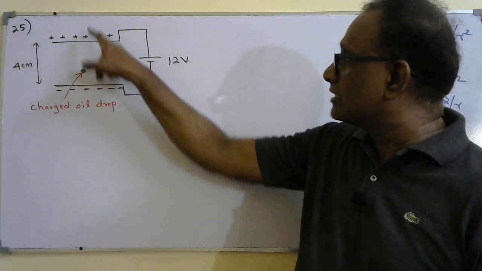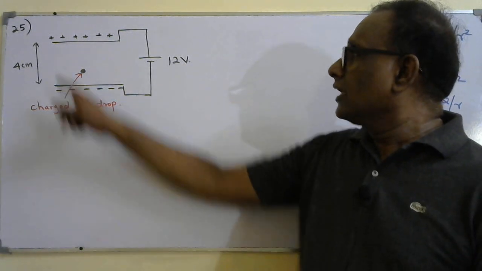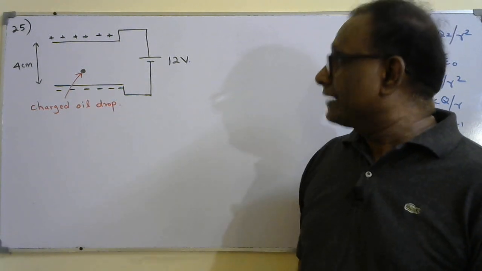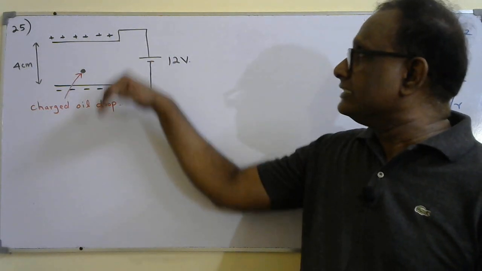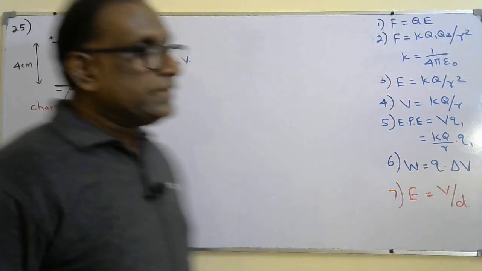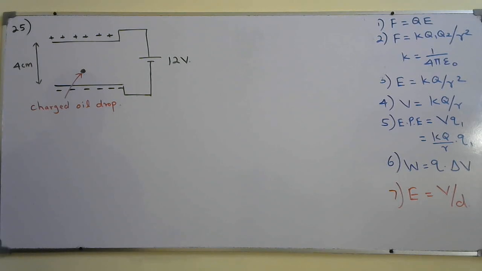So the voltage across the parallel plates is equal to 12 volt. They are 4 centimeter apart. A charged oil drop is at rest, or floating, in the region between the parallel plates. So normally they ask what could be the type of charge the oil drop is carrying.